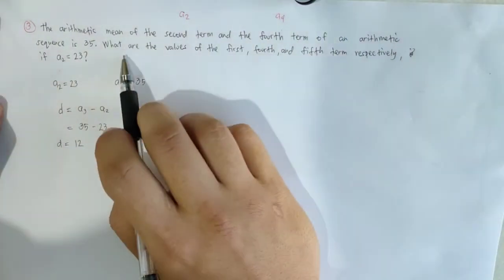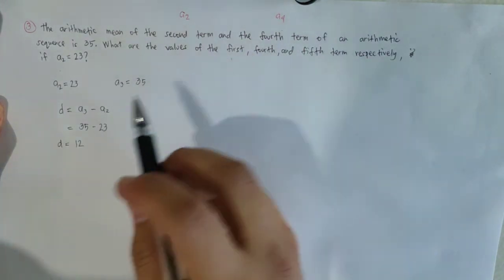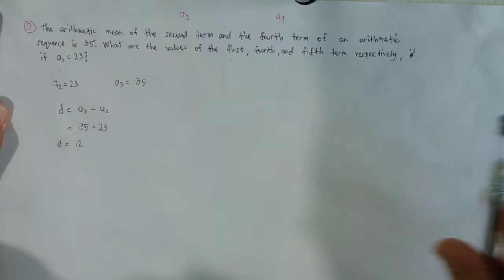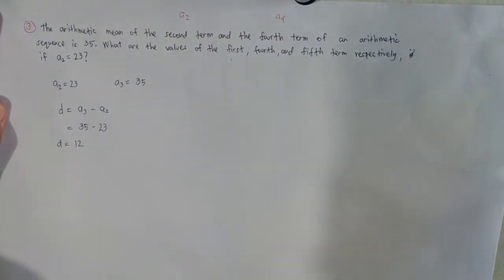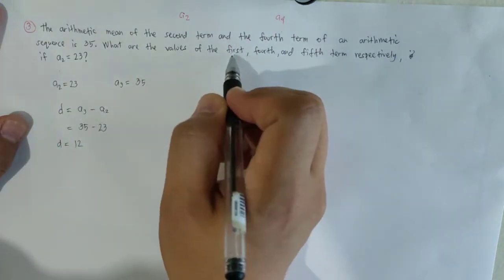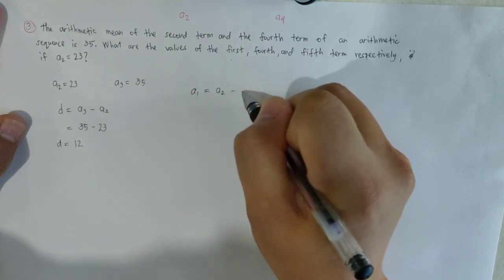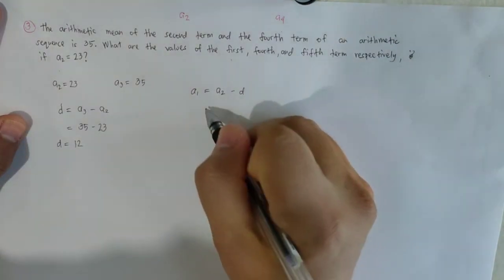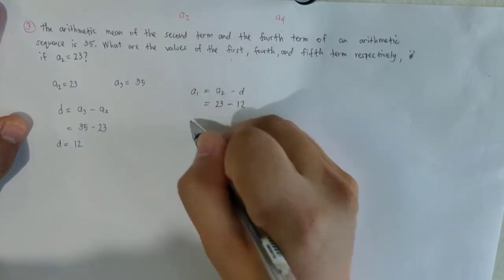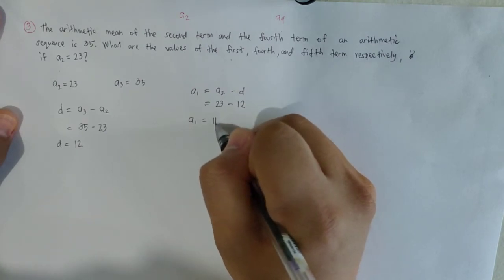Next, ang tanong is, what are the values of first term, fourth term, and fifth term? Para makuha yung mga nahanap na yun, subtract and add na lang tayo. Okay, para mahanap yung first term, gamit yung second term natin, bawasan natin siya ng D para makuha yung first term. So, a sub 1 is equal to a sub 2 minus D. Okay. Ano yung a sub 2 natin? 23. Ano yung D natin? 12. So, a sub 1 is equal to 23 minus 12 is equal to 11.